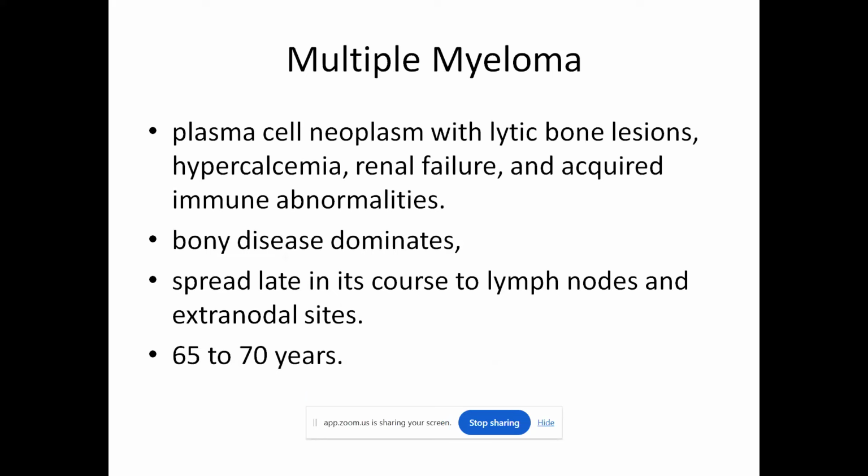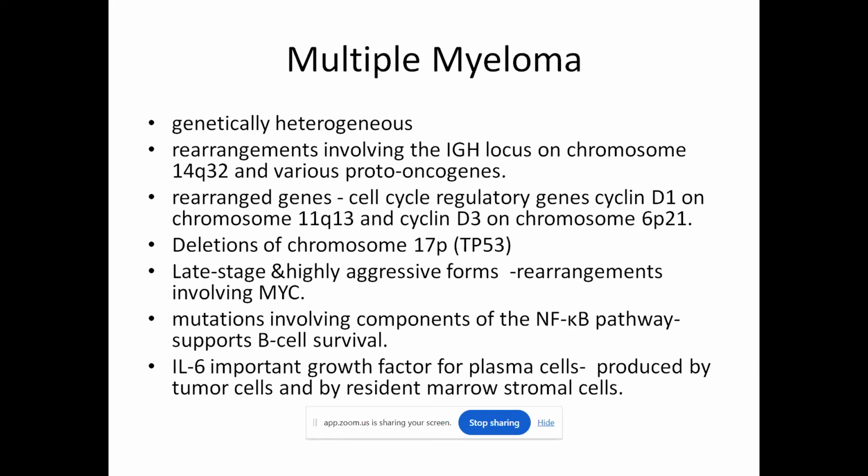So the main lesion in multiple myeloma is the bone lesion. The plasma cell neoplasm will produce lytic bone lesions. Due to that, hypercalcemia, renal failure and acquired immune abnormalities will be seen. Here the bone lesions will be dominating. In the later stage, lymph nodes and other sites can be involved. In multiple myeloma, the commonly affected age group is 65 to 70 years.